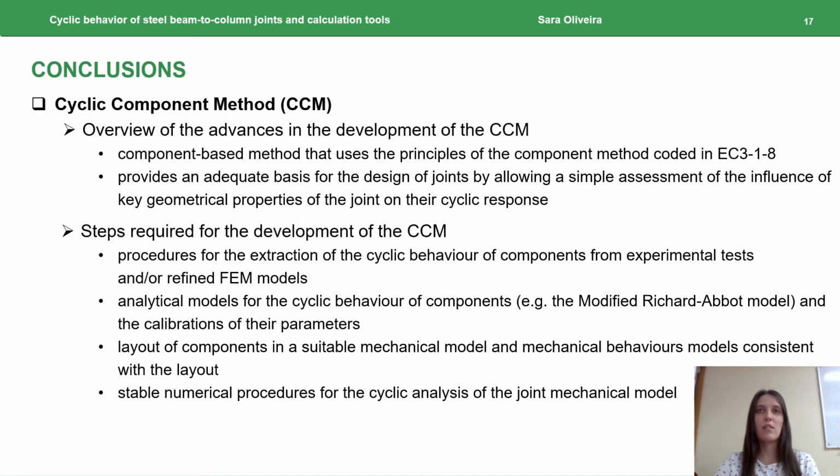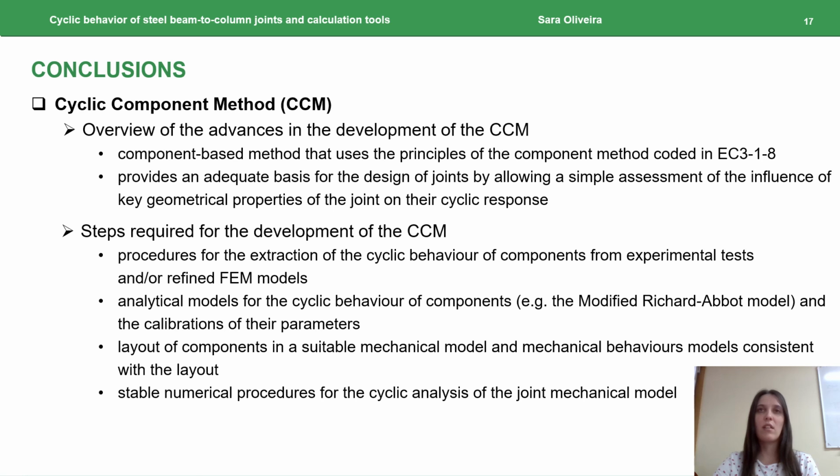This paper summarizes some advances in the development of a general method, the cyclic component method, for predicting the cyclic behavior of steel beam-to-column joints. The cyclic component method is a component-based method that uses the principles of the component method coded in Eurocode 3, and thus provides an adequate basis for the design of joints by allowing a simple assessment of the influence of key geometrical properties of the joint, both bolt diameter and plate thickness, etc., on their cyclic response.